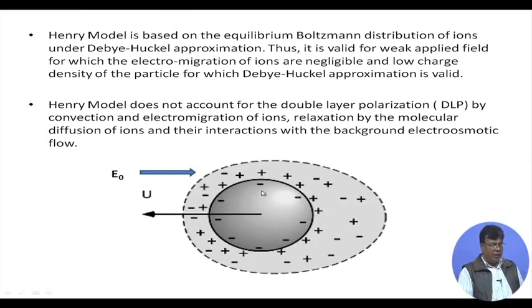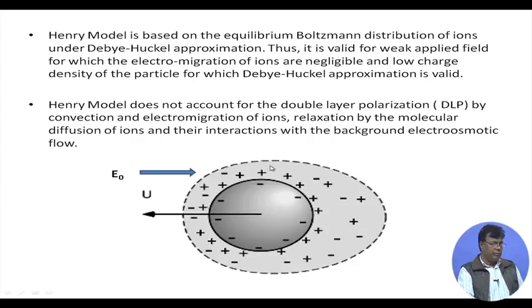Now, the Henry model, as stated before, assumes that the ions have no electro-osmotic flow, the ion effects are neglected, deformation of the Debye layer around the particle is not considered, and ions obey the equilibrium Boltzmann distribution. That means the electromigration and convection effects are not taken into account. So, these are the drawbacks of the Henry model.